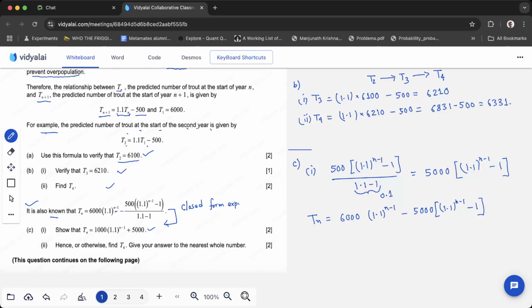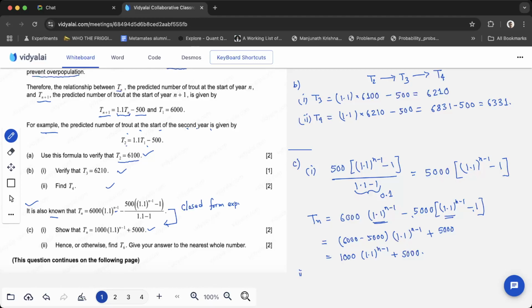So we observe that the coefficients of 1.1 to the power n minus 1, we can collect together, and 6,000 minus 5,000, that becomes 1,000. Like given in the final expression that you have to prove, plus 5,000. That is this term multiplied by this term, minus minus become plus. So finally you have 1,000, 1.1 to the power n minus 1, plus 5,000. Hence proved.